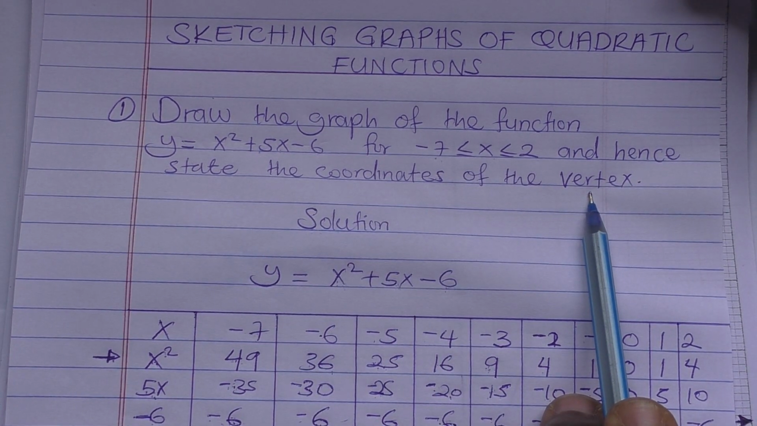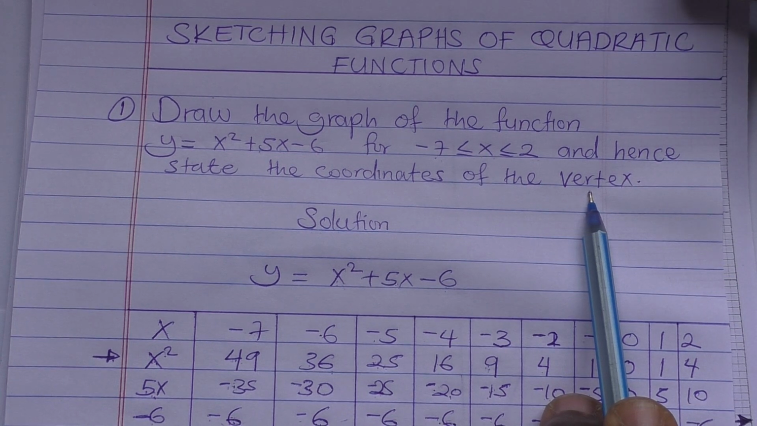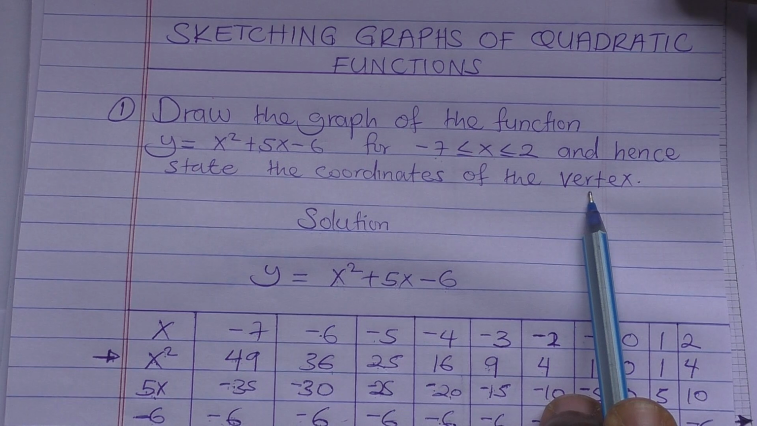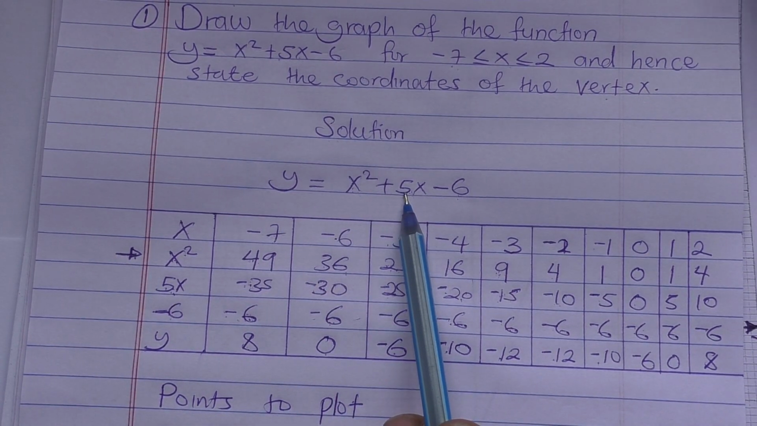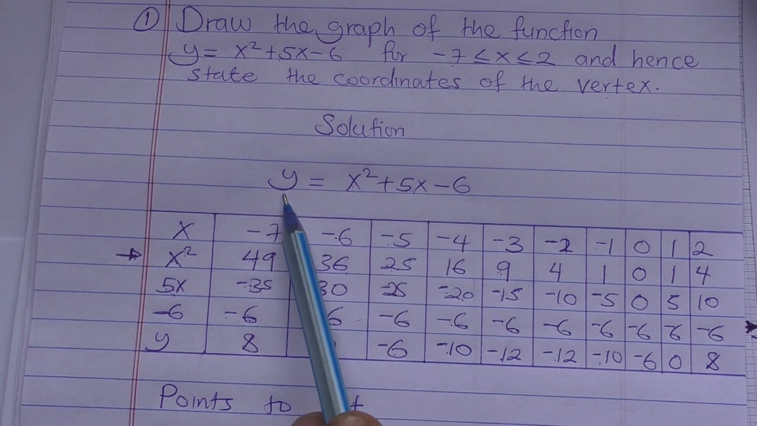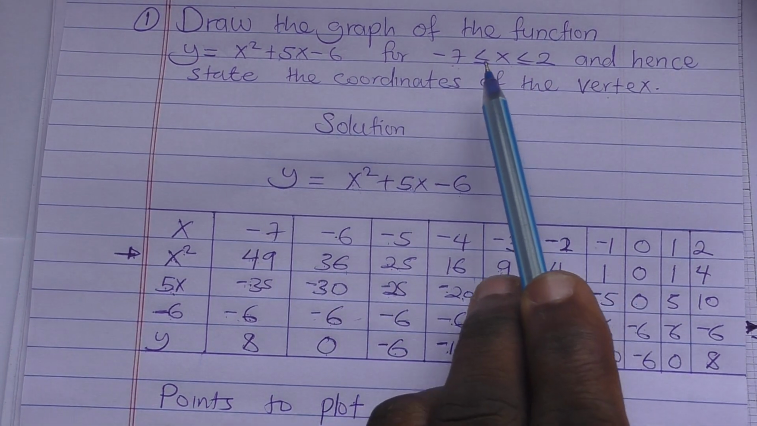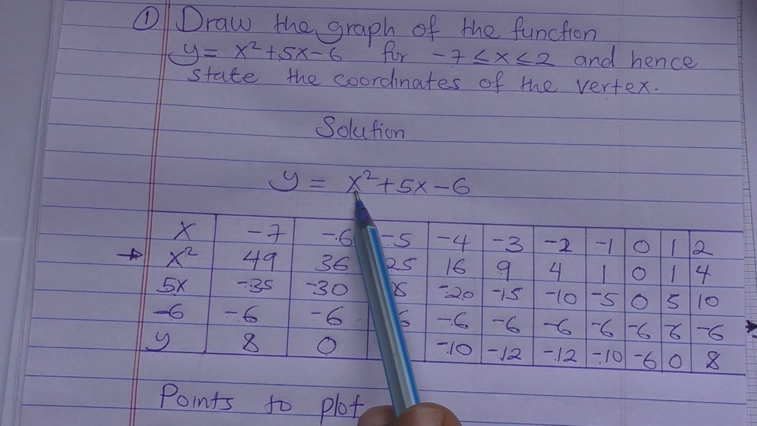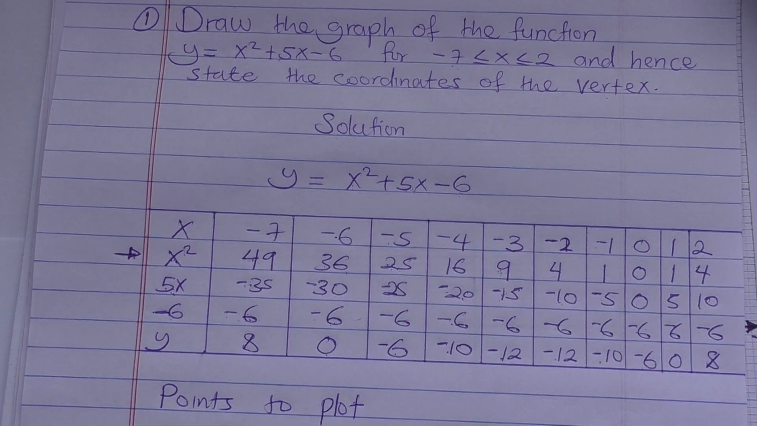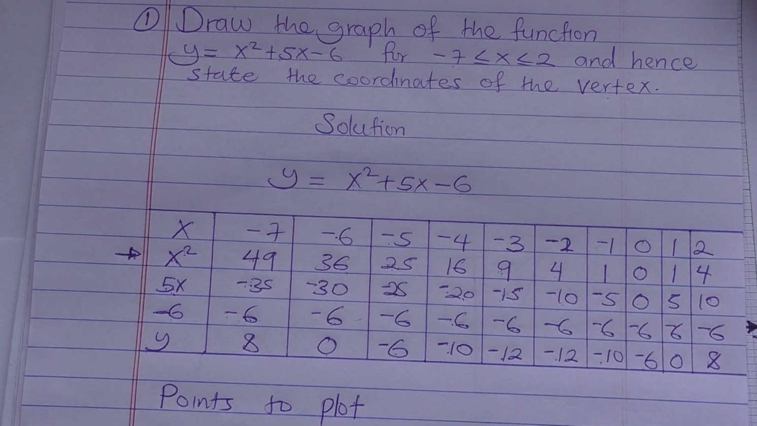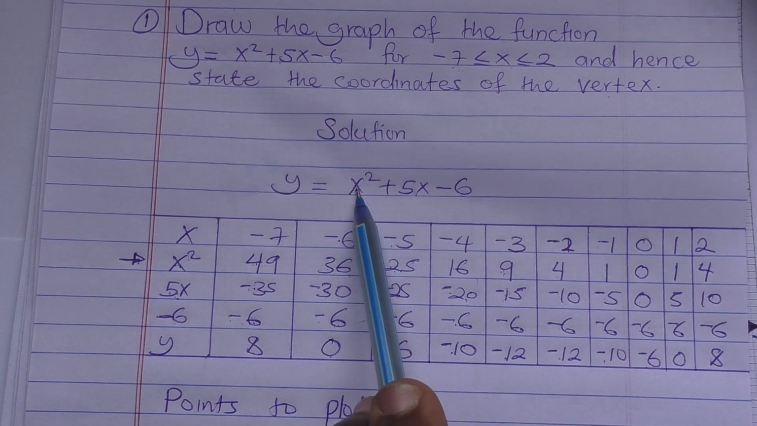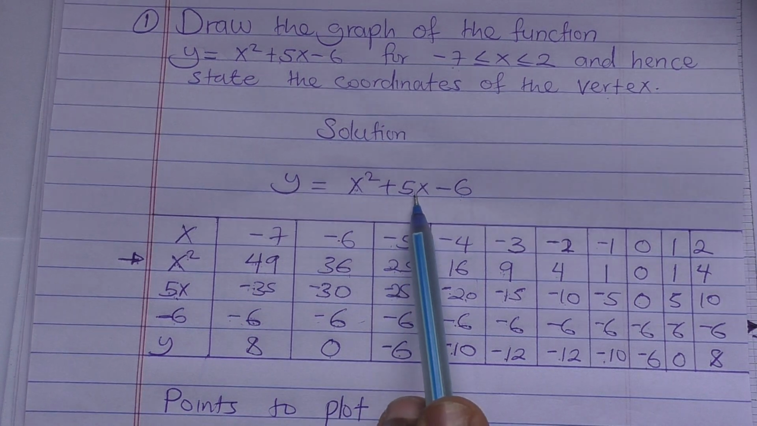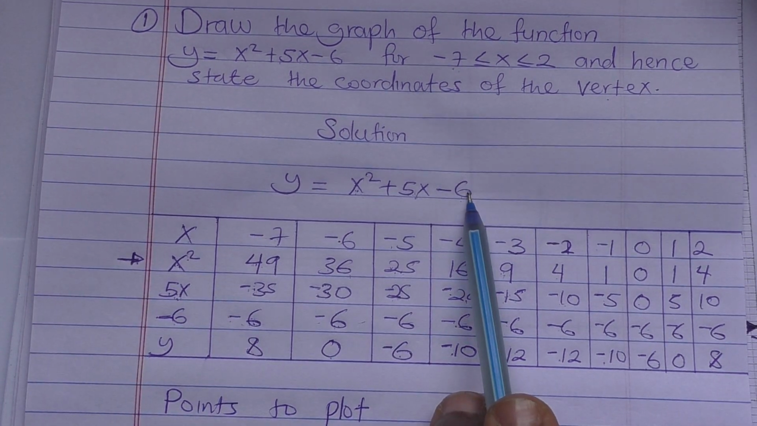Remember, the vertex is the turning point of the curve, which is either maximum or minimum, depending on the nature of the curve. So, this is our general equation. Now, we are going to get the values of y using the given range of x, but processing them using the general equation. So we shall first of all split these terms. We shall have the values of x first. We shall have x squared. Then we shall have 5x and a constant -6.